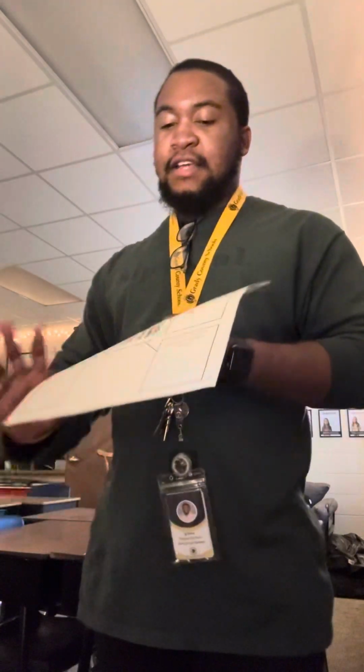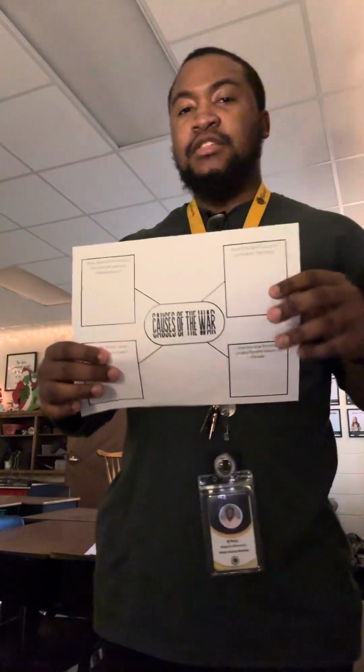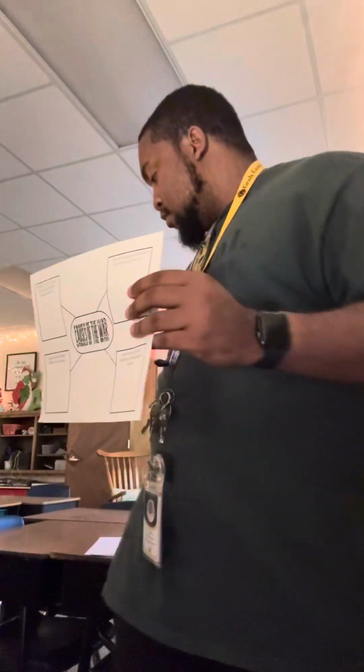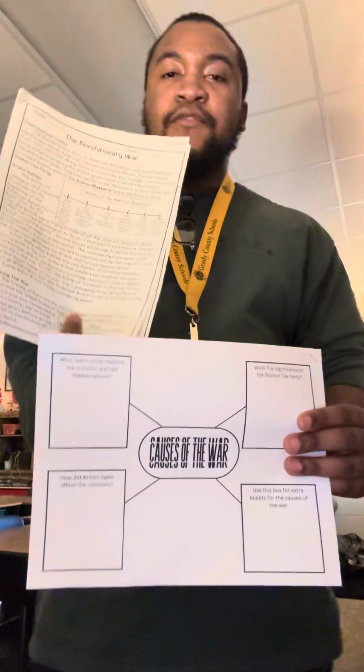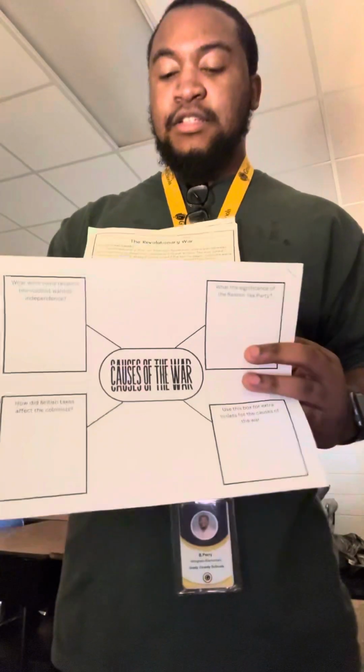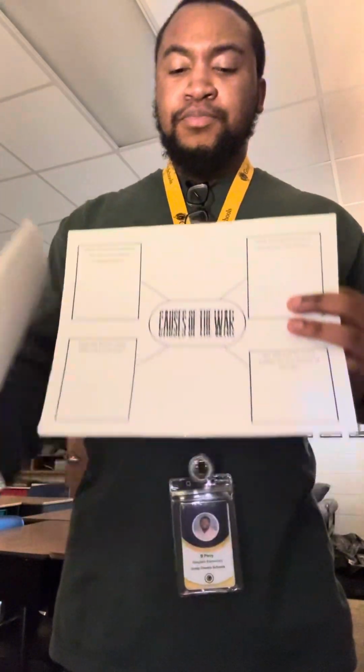Okay, so reading these 2 articles is going to help you complete the web graphic organizer. This web graphic organizer is strictly talking about the American Revolution, which is what you should have read in the first packet. You're going to use the first passage, the first 2 passages, to fill in these boxes on the web graphic organizer.